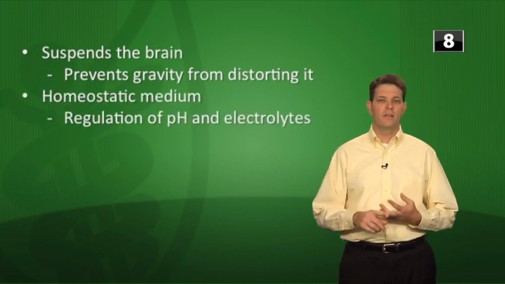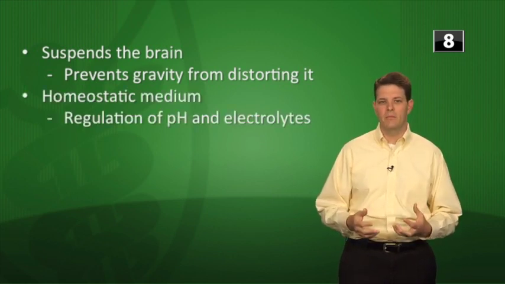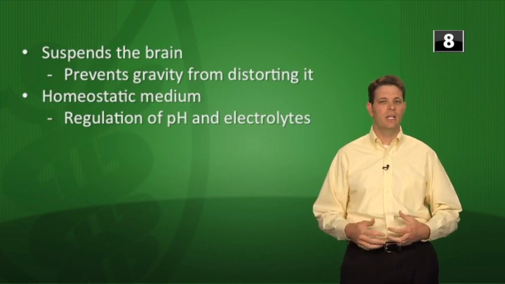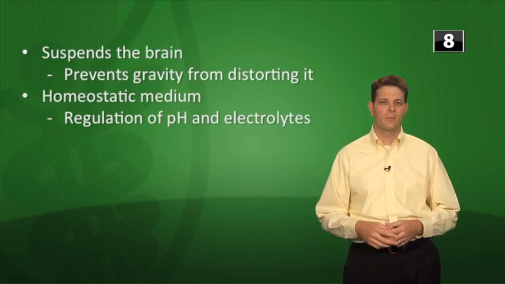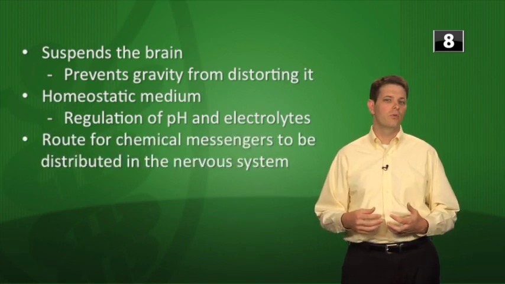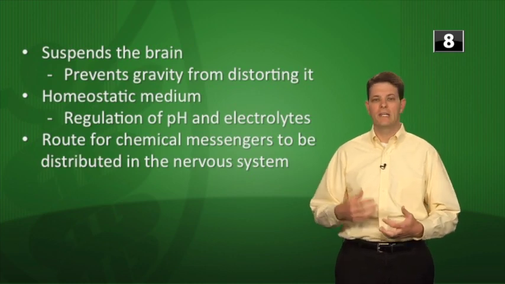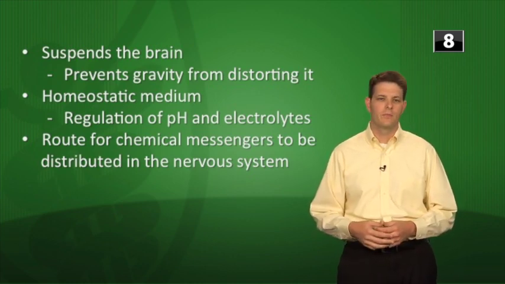It bathes the neurons and glial cells in a homeostatic medium so that the body can tightly regulate the pH and electrolyte concentrations and such. And the CSF also provides a route through which certain chemical messengers can be widely distributed in the nervous system.